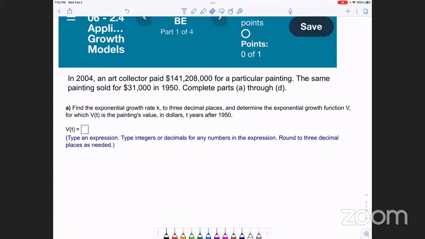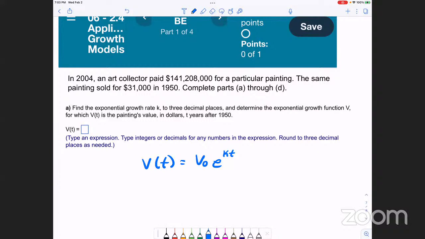So it sounds like we want the value based on time. It's just an exponential growth model. I like to call it V naught, that just means the initial conditions, e to the kt, right? It says in T years after 1950. I'm assuming that 1950 is our starting year. Because I know one of them, we had to use the negative. It says find the exponential growth rate to three decimal places and determine the exponential growth function for this painting in years after 1950. Okay, I'm gonna take a chance and let 1950 be year zero. I know there was one where we worked backwards, but because it says years after 1950, I'm gonna let that be my year zero, right?